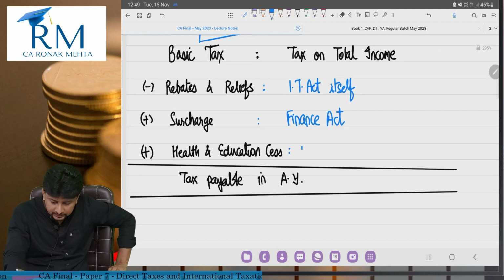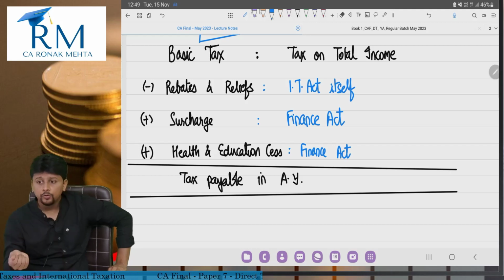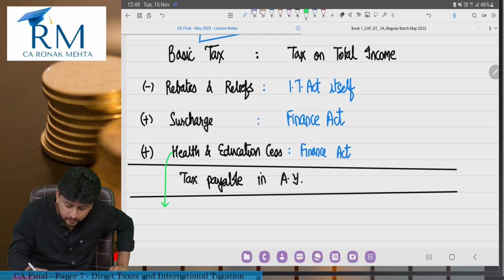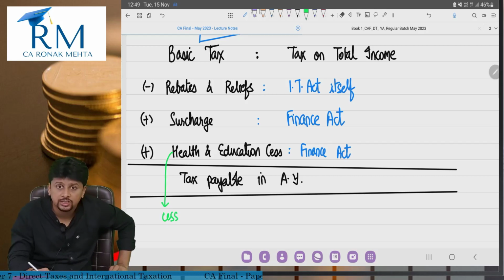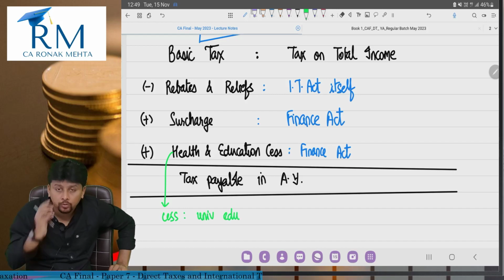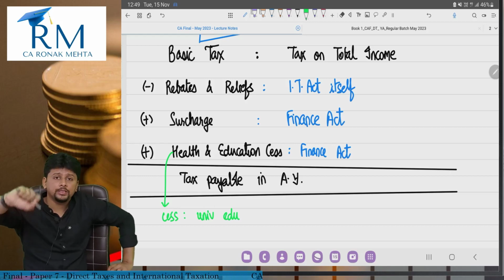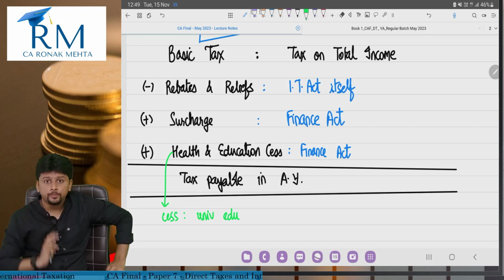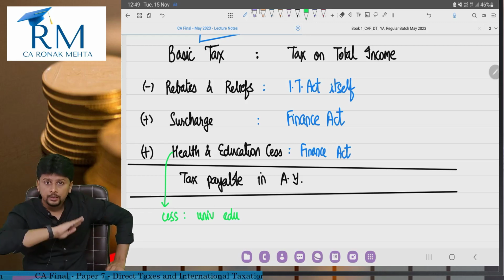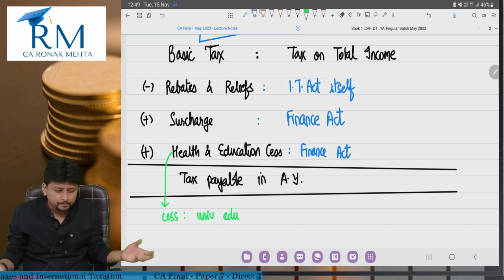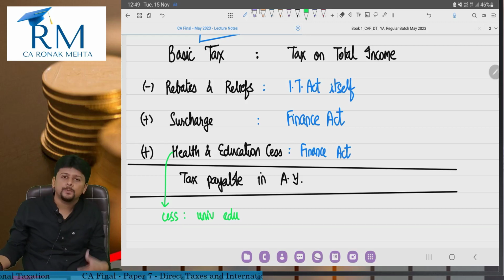Health and education cess is also announced by the Finance Act. If you read the Finance Act, health and education cess is an extra cess, an extra tax that they are imposing to provide universal education throughout the country. This is an extra amount that the government is collecting from us, which it is thereafter spending on education programs so that throughout the country a certain level of education can be provided. Of course, as the taxpayer, it is an outflow for me. It is part of my income tax liability.